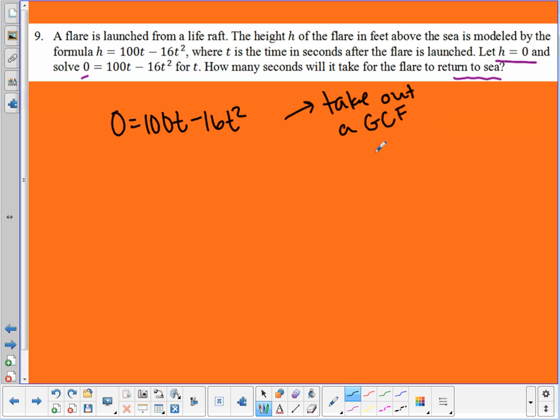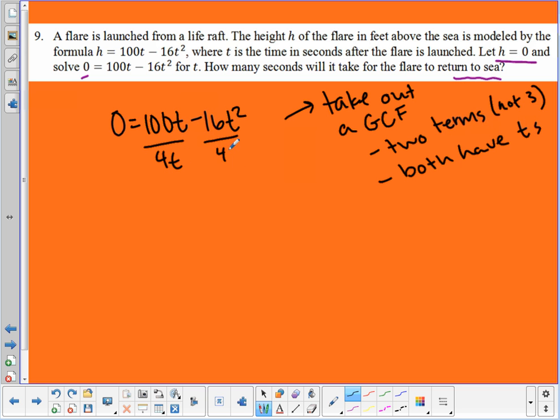Okay, and again, that's because there's two terms, not three, and both have t's. So I have to just take out a GCF. That's all I can do. So I do that. When I take out a GCF, I recognize that I can take out a 4 and I can also take out a t. So that's what I'm going to do. Divide by 4t, divide by 4t, and take my GCF out. So I have 0 is equal to 4t, and then what's left over is 25 minus 4t.